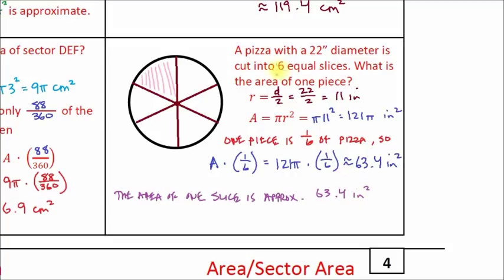So if you want to spend the time to figure out what the degrees of this central angle are, no problem at all. I just think it's simple to think about this logically. If I'm going to take one piece out of 6 and all 6 slices are equal, then I'm just going to go ahead and find the area of 1/6 of the entire pizza. So there are some examples of how to find sector area, and we already did some examples of how to find arc length. We'll put those into practice on some worksheets.